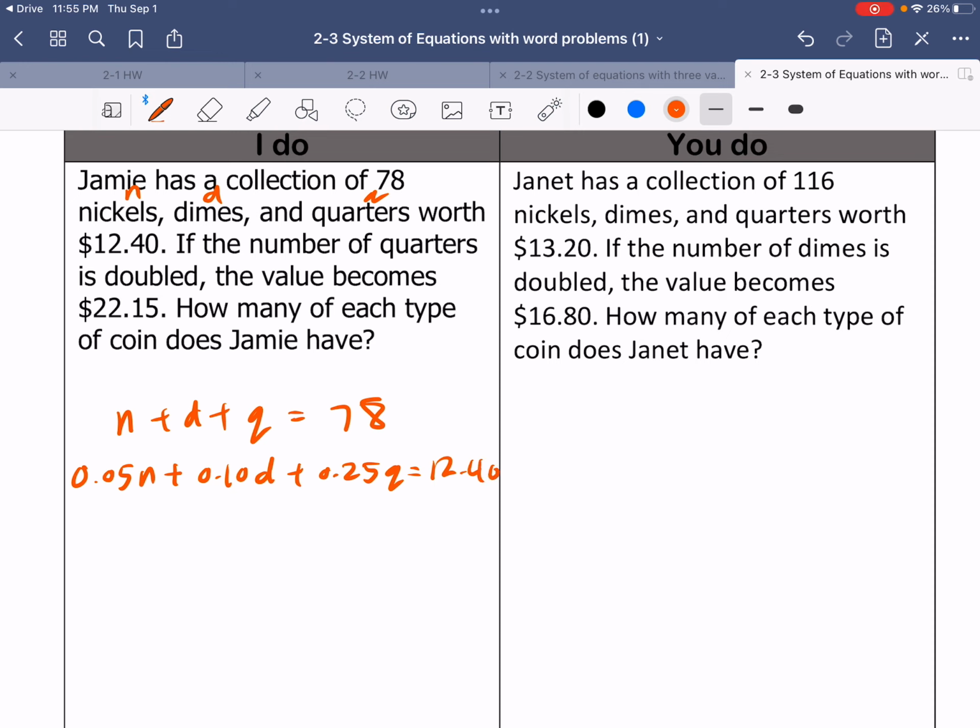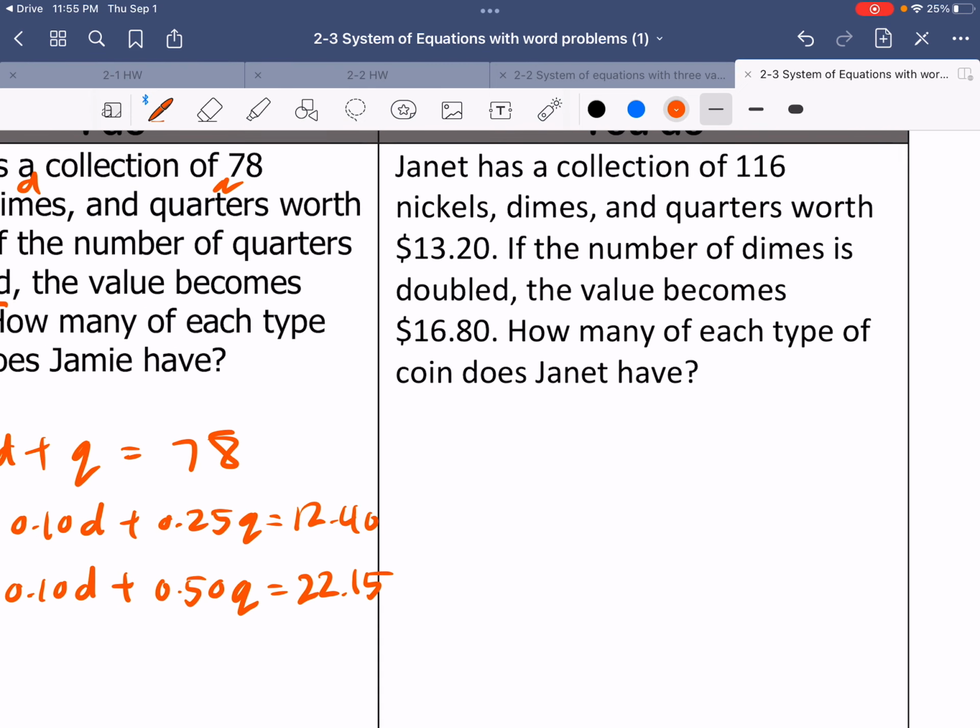How much is it? $12.40. If the number of quarters is doubled, which means you're going to double the quarter, the value becomes 20. So it's same thing. You write down this one, same thing. Just you double the quarter. So 25 cents will become 50 cents. Equal, and then it will become $22.50. And then you find it out, okay? Now pause the video, try this question on the right by yourself, okay?